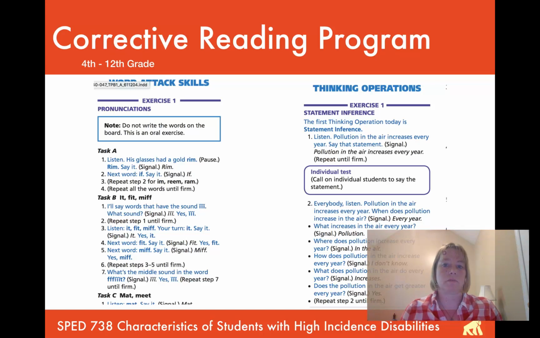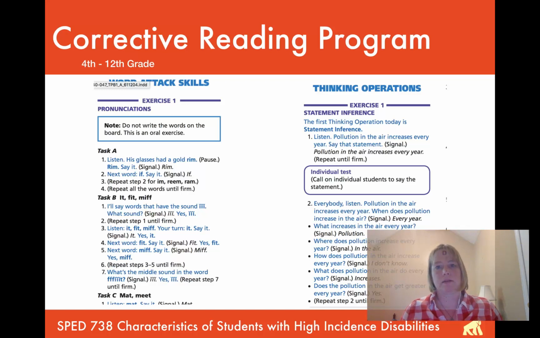And then also, in the example that you see here, very specific instruction on how to make inferences about what you're reading. So this program has been around for a long time. I believe since the early 90s. There's been a lot of research done with it. It's proven to be very successful.